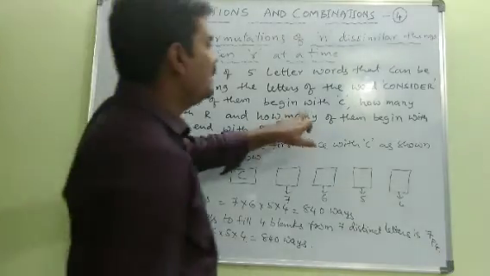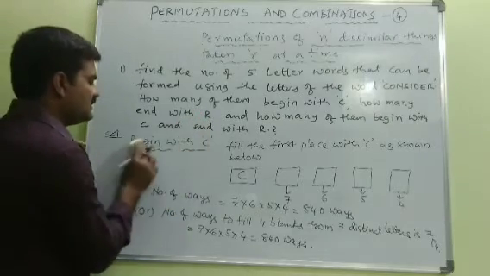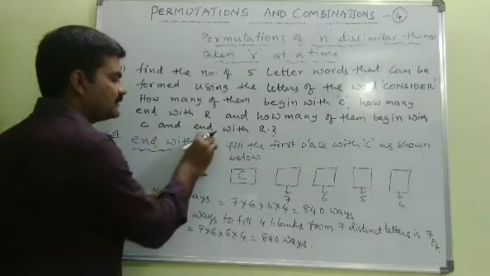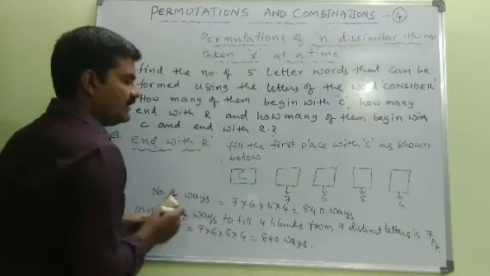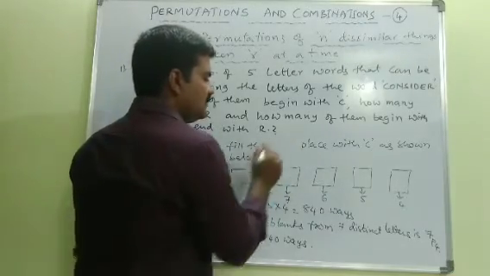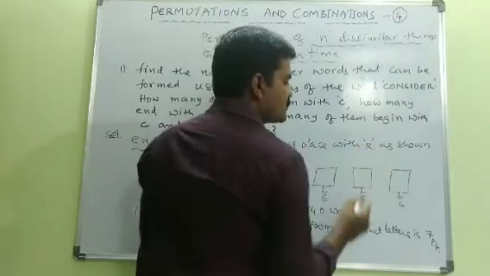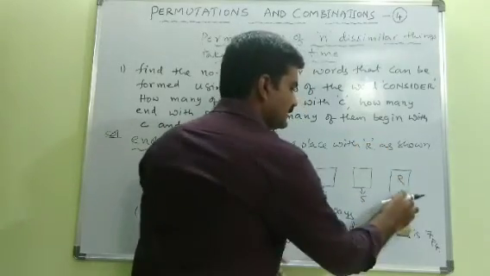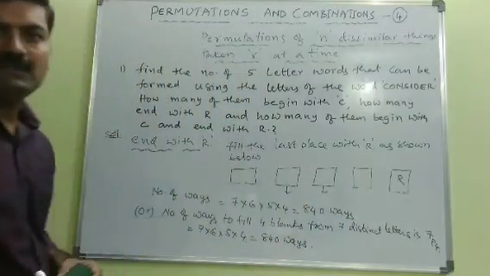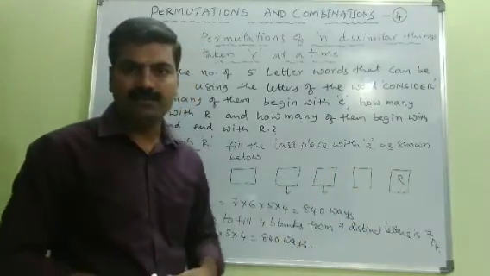Next question is, how many of them end with R? Now the next condition is ending with R. Hence, look at me. Fill the last place with R as shown in the figure. This must be R. So how many 5-letter words are ending with R? Now we are going to discuss.